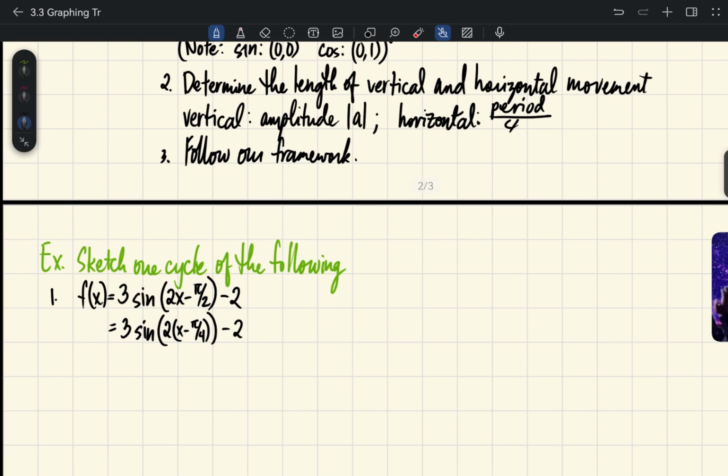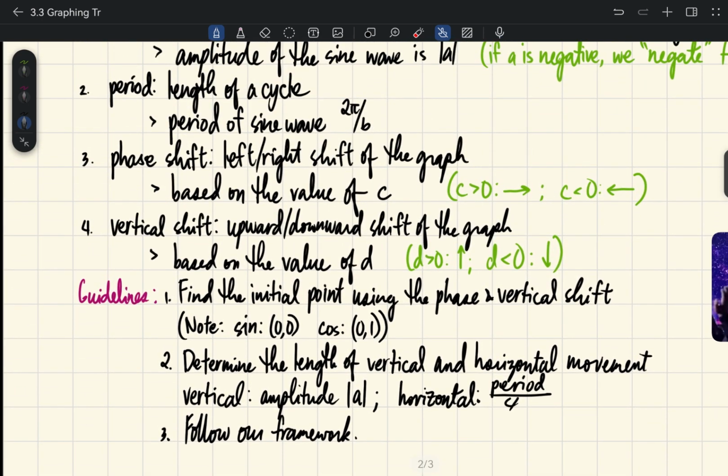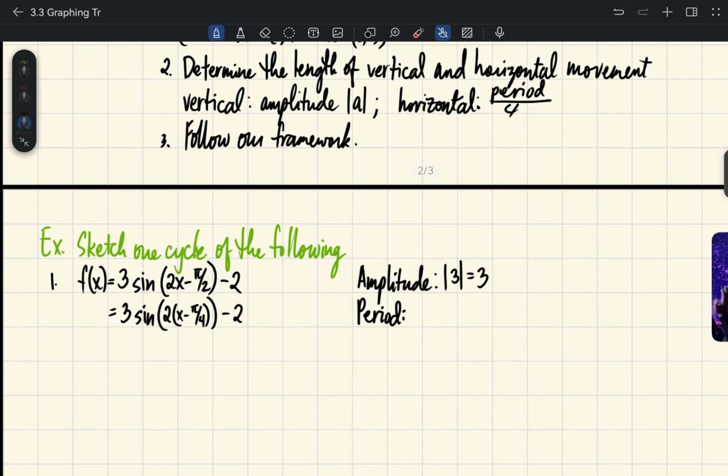So now, let's identify the important numbers. First one is the amplitude. Our amplitude is the absolute value of A, and our A right here is 3. So for the amplitude, we have absolute value of 3 equals 3. Next one is period. We said that period is 2 pi over B. Our B right here is 2. So for our period, we have 2 pi over 2, that's pi.